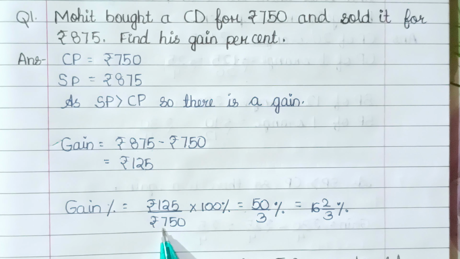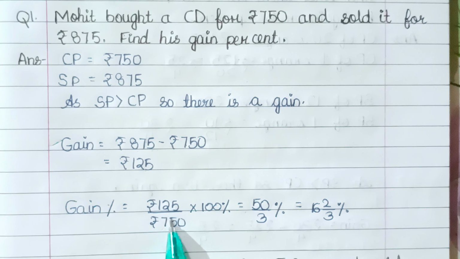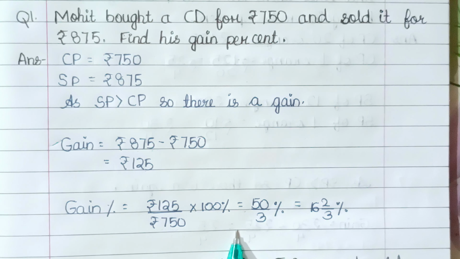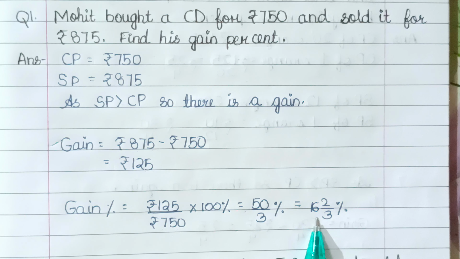What we have done is, we have taken the profit that we have gained and the cost price. Every time when we calculate the percentage, we calculate it by the cost price. So we have the cost price, that is 750, and the profit that is gained, that is 125 into 100%, that is 50 by 3%, which is equal to 16 whole 2 by 3%.